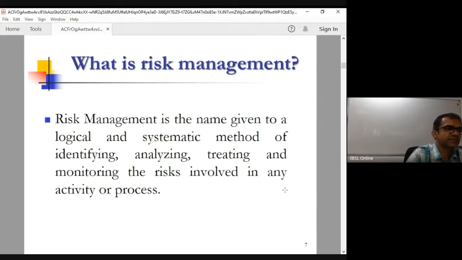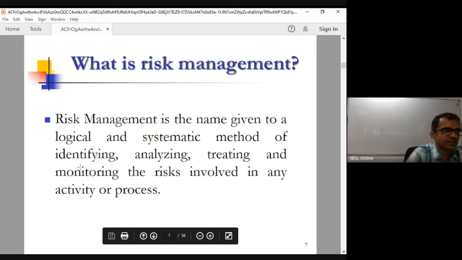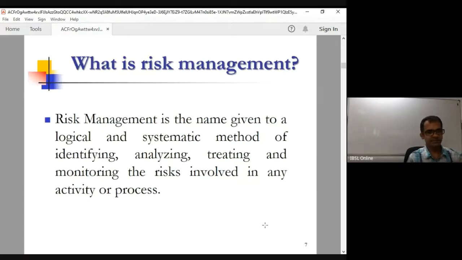And in the meantime, we have to monitor the developments, whether our risk level increases or decreases, whether new risks are arising that we have to deal with. So doing these things collectively, in a systematic and logical manner, we call it risk management.